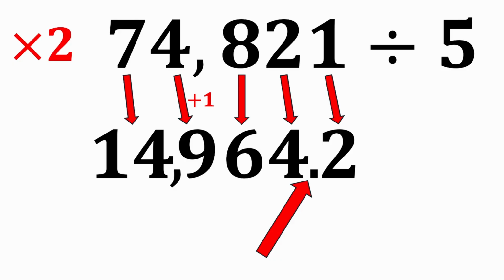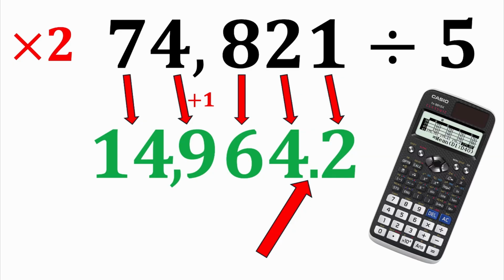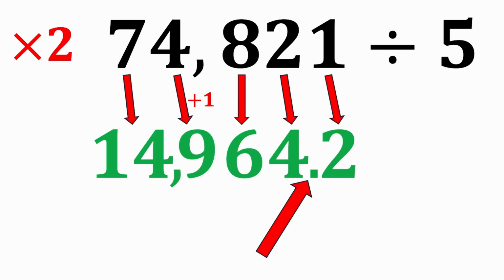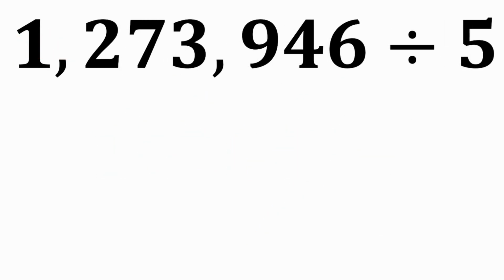74,821 divided by 5 is 14,964.2. Don't believe me? Check your calculator. Let's try it on some outrageously large number. What about 1,273,946 divided by 5? Can we do this without a calculator?